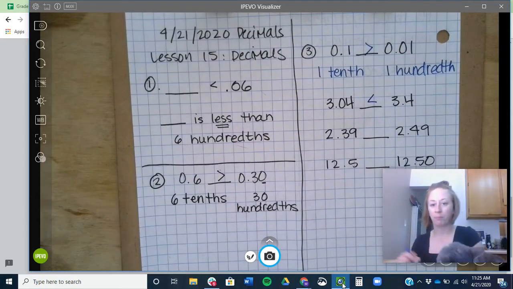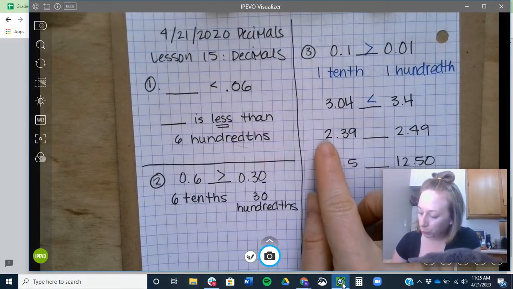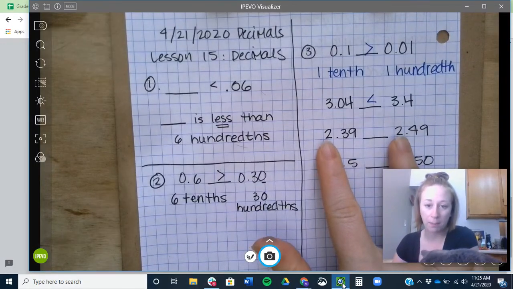There we go. Okay, so let's evaluate each digit. 2 wholes, 2 wholes. Well, they're the same. Let's move on to the next one.